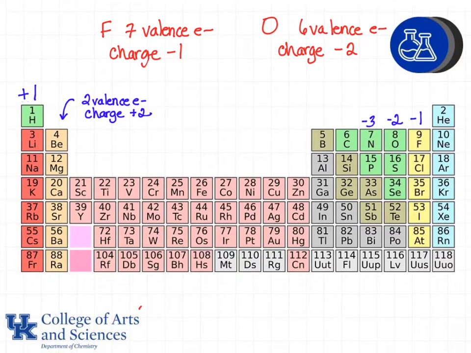For the next column over, when those elements form ions, they will have a charge of -3. We typically do not see ionic compounds forming from carbon or elements in that column, so you're not going to need to worry about what charge carbon would take. We may see compounds form from aluminum or gallium, and those would have a +3 charge.